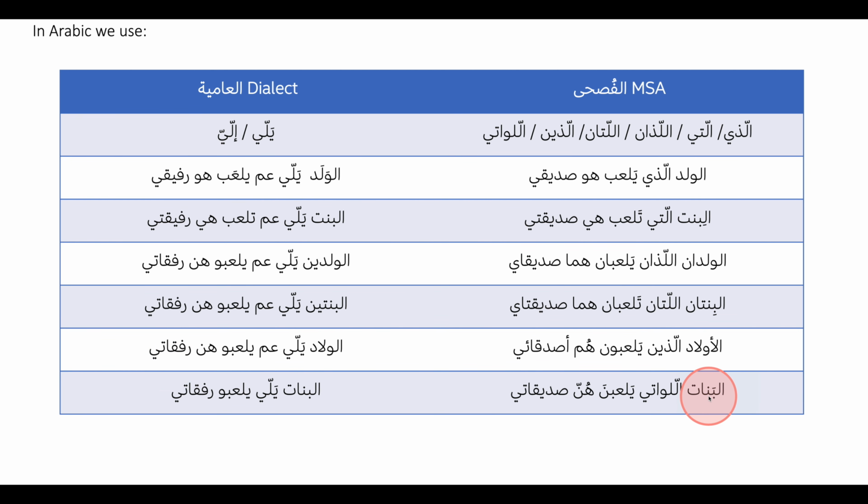And feminine plural in Modern Standard Arabic we say البنات اللواتي يلعبن هن صديقاتي. The girls who are playing are my friends. In dialect: البنات يلي عم يلعبوا رفقاتي.